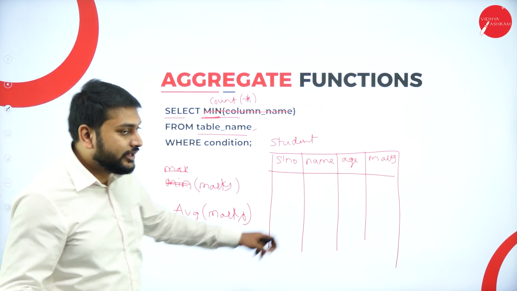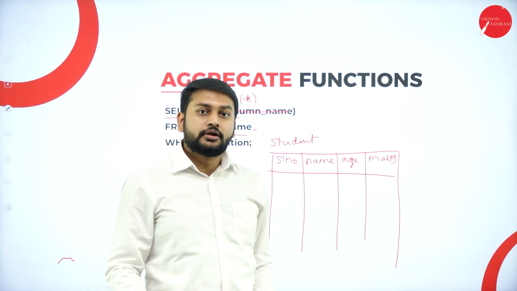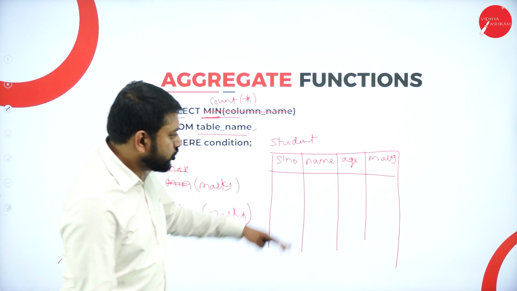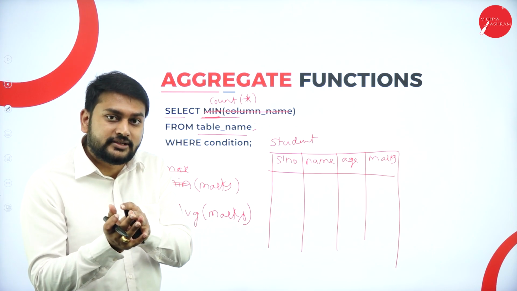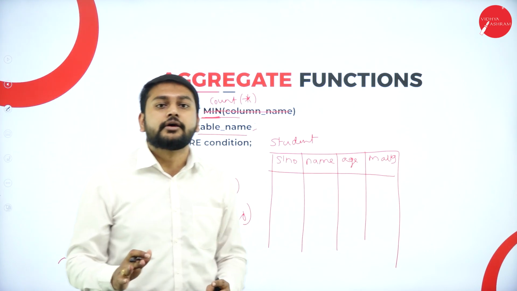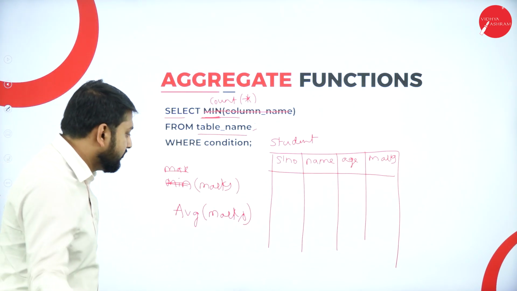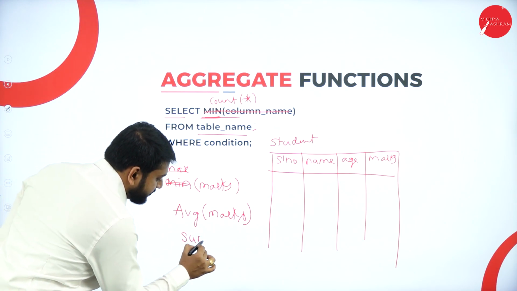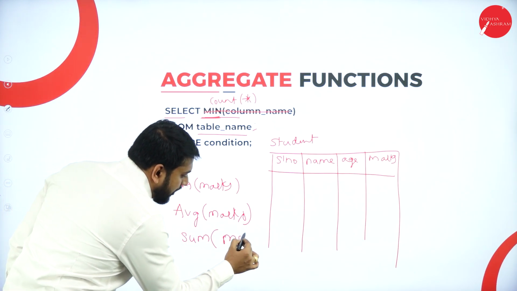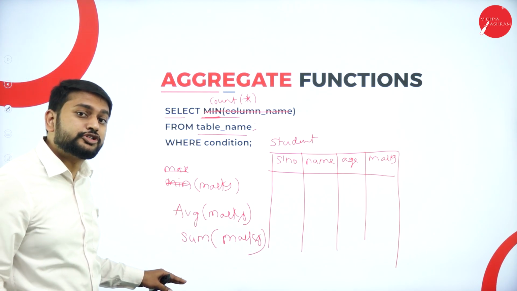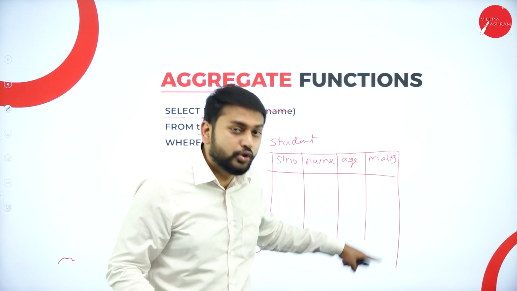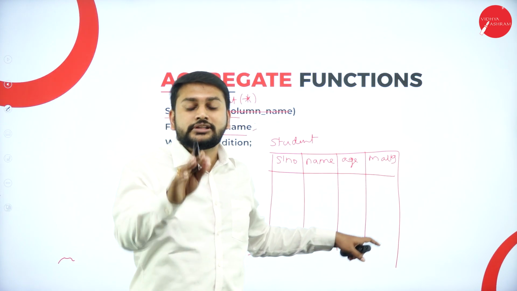So fine. The next one, imagine all of them have got the marks. If I add up all the marks, I will get the total marks. So everybody's marks I will add. How do I calculate that? I will calculate that with the help of the function called SUM marks. The SUM function will help me to calculate the total value of this entire column. That's what you need to remember.